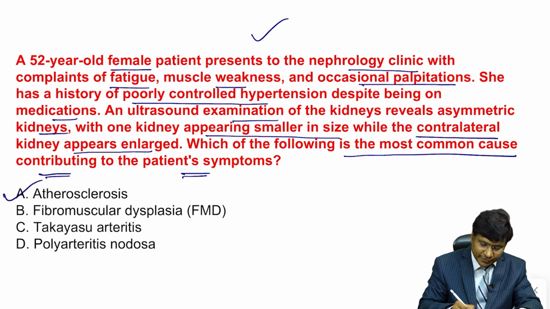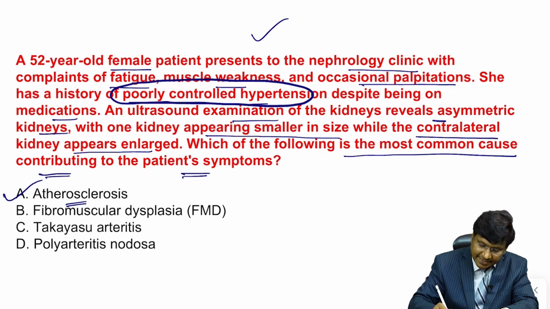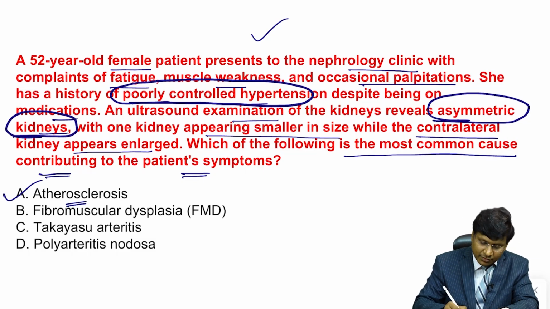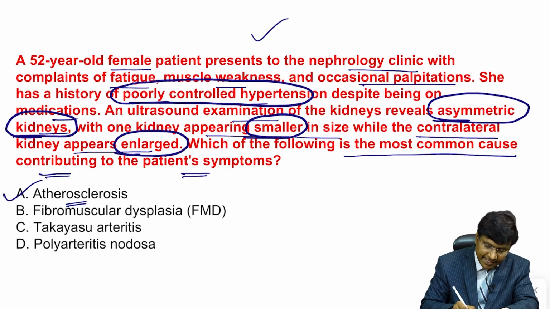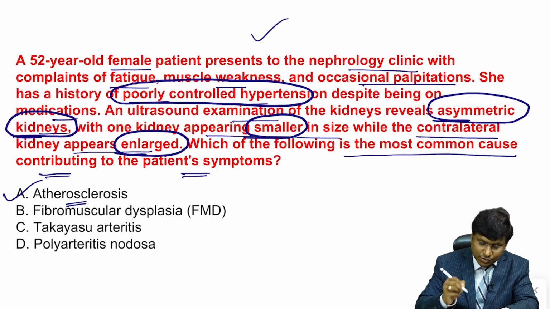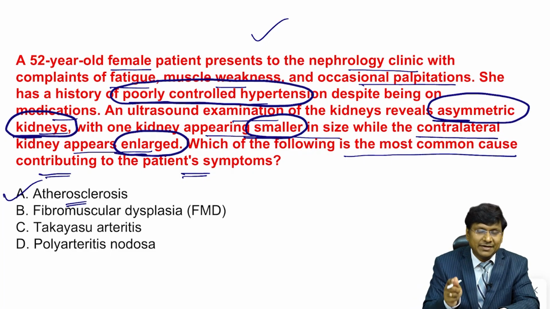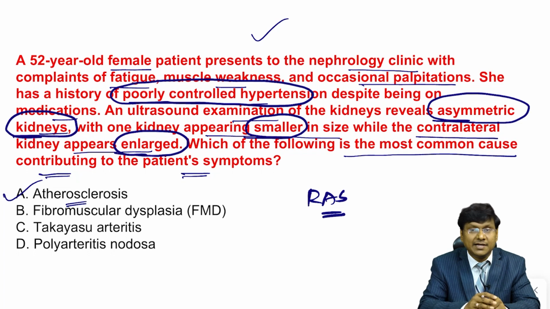So the answer in this question is atherosclerosis. Why? Because first point, the patient is having poorly controlled hypertension. That is one point. And there are asymmetrical kidneys, with one kidney appearing smaller in size, whereas the contralateral kidney appears enlarged. So now, in which scenario will there be asymmetrical kidneys with hypertension? Asymmetrical kidneys with hypertension is observed in case of renal artery stenosis.